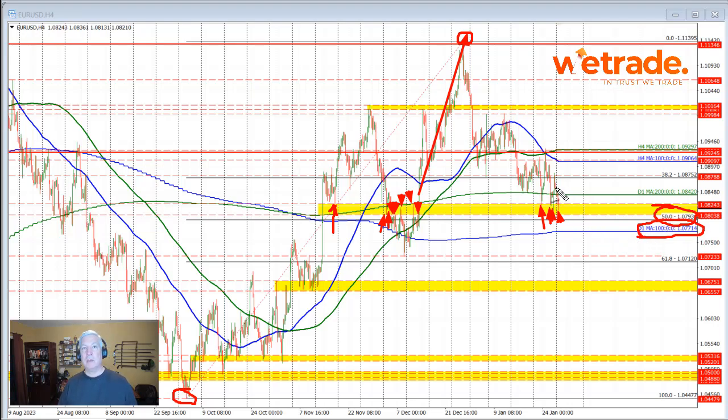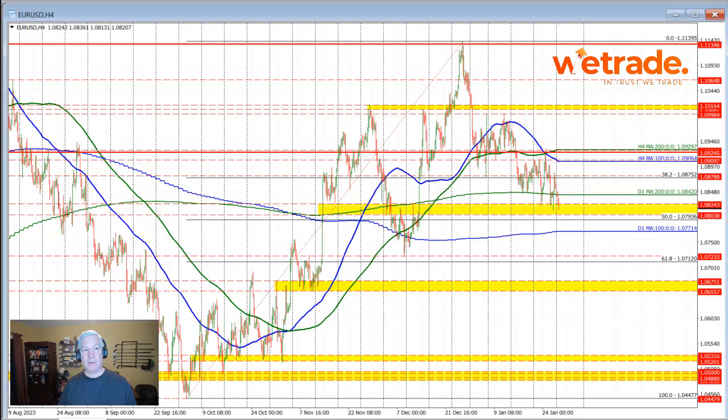So as long as the price remains below the 200-day moving average, remember that's at 1.0842, and gets below this swing area right here, we'd start to look toward pretty big targets, including the 50% and 100-day moving average in the euro versus US dollar. So that's a look at that currency pair to start the trading week.